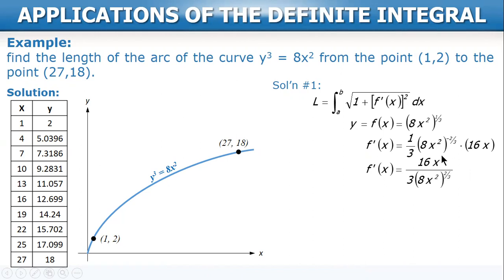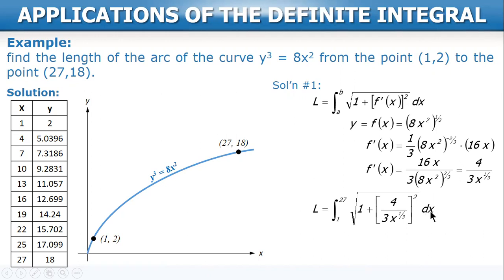4/3 is bigger than 1. So if you subtract 4/3 and 1, what remains is 1/3 in the denominator. And so if you simplify this one, the result is 4 over 3 times x raised to 1/3. Again, 8 raised to 2/3 is 4 times 3, 12. 16 over 12 is 4/3. And then 2 times 2/3 is 4/3, greater than 1. So I subtract and 1/3 remains. So we will substitute this one into the formula for L.